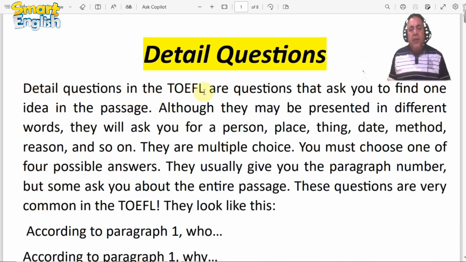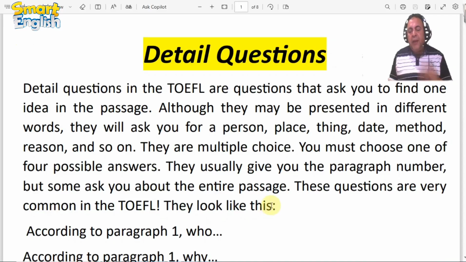Detailed questions in the TOEFL are questions that ask you to find one idea in the passage, although they may be presented in different words, okay? They will ask you for a person, a place, a thing, a date, methods, a reason, and so on. They are multiple choice. You must choose one of the possible answers, okay? They usually give you the paragraph number. Some ask you about the entire passage, okay?